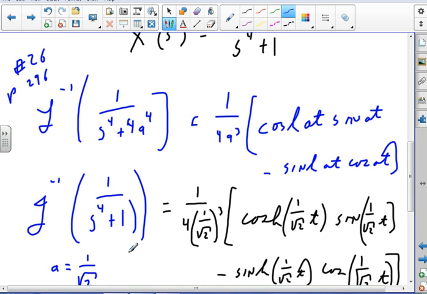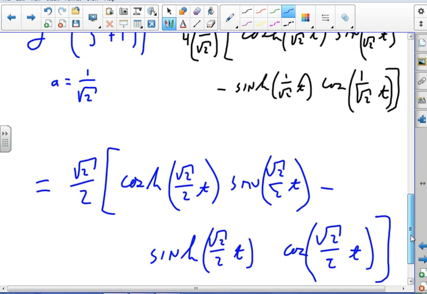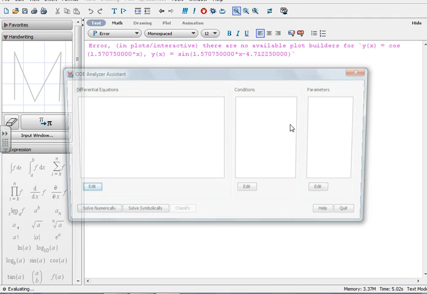Can you go all the way down to the final answer, please? My final answers are the book's final answer. This one. Yeah. That was particularly nasty, wasn't it? Yeah. Okay. Why don't we put it in Maple and see what Maple thinks the answer is?